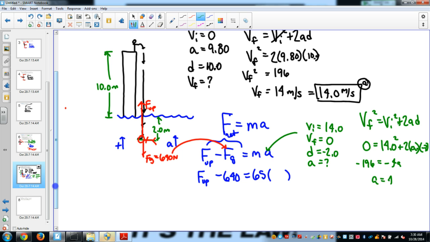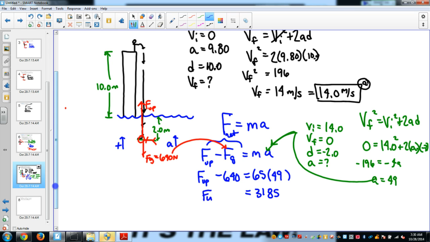Holy cow. That's somewhere on the magnitude of 5 G's. So this becomes 49. And it's positive because he's accelerating up. So I take 65 times 49, 3185.